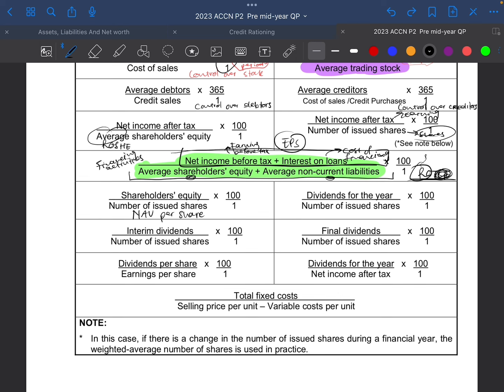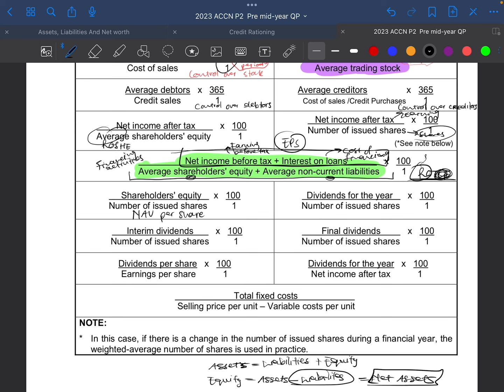So I'm just going to show you something real quickly. If I say assets are equal to liabilities plus equity, that simply means equity is equal to assets minus liabilities. And you could see that if you subtract all your liabilities from your assets, what do you get? Your net assets. So that is why we say your net asset value is the same as your equity.